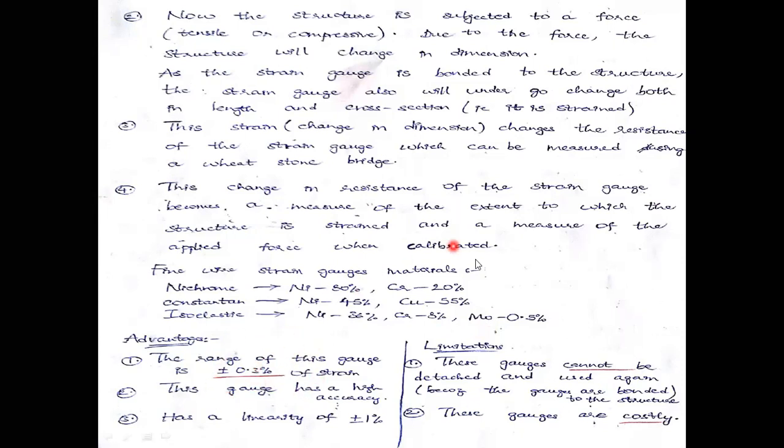What are the advantages and disadvantages of this strain gauge? The range of this gauge is plus or minus 0.3% of strain. This gauge has a very high accuracy. It has a linearity of plus or minus 1%. Limitation: these gauges cannot be detached and used again, because the gauges are bonded to the structure.